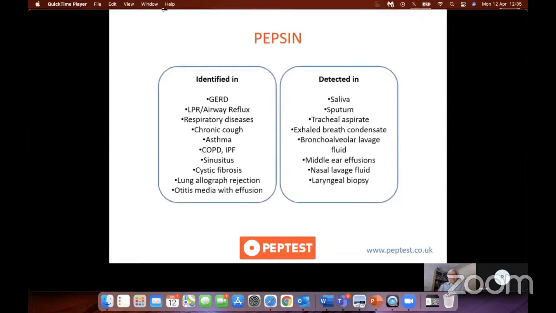It's identified in a lot of gastrointestinal conditions, which I've listed on this slide, right the way through from GERD to otitis media with effusion, and is very common in LPR and respiratory diseases such as chronic cough, asthma, and COPD. Detected in saliva, as mentioned earlier, but also I've listed here other media in which you can detect pepsin. These are commonly used in clinical trials in particular.